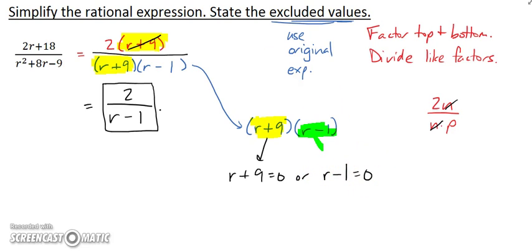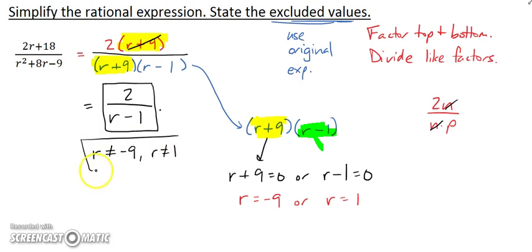And it turns out, again, that those are pretty easy to solve. The solution to this equation would be r equals negative 9. And the solution to this equation would be r equals 1. So when it comes to my excluded values, I better say that we can't have those values for r. So let's say that r can't be negative 9, and r can't be 1. And those two together make my answer, my simplified expression and my excluded values.